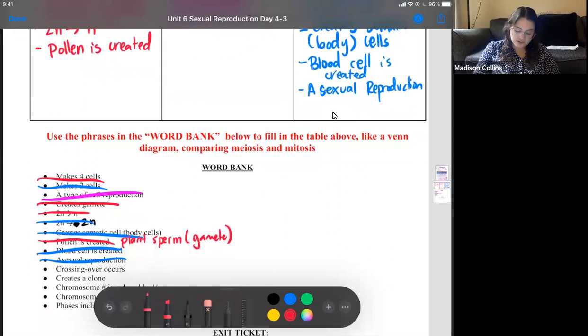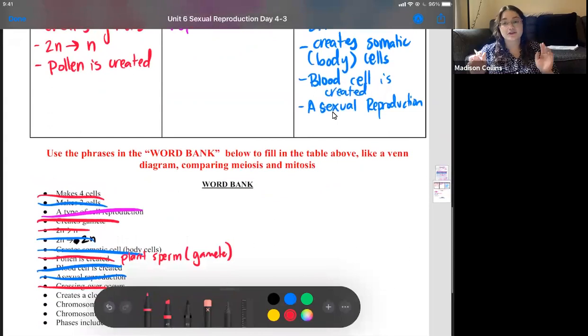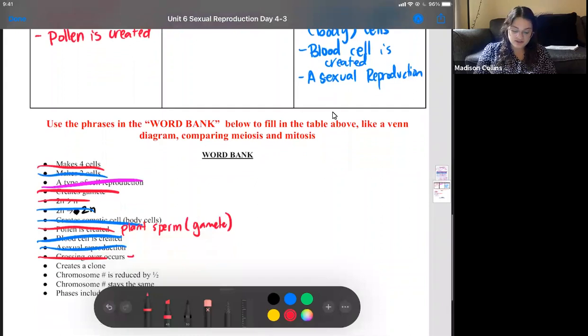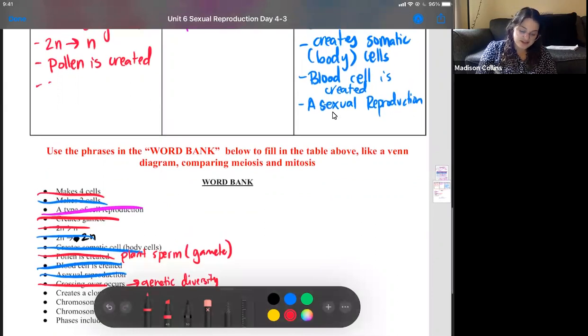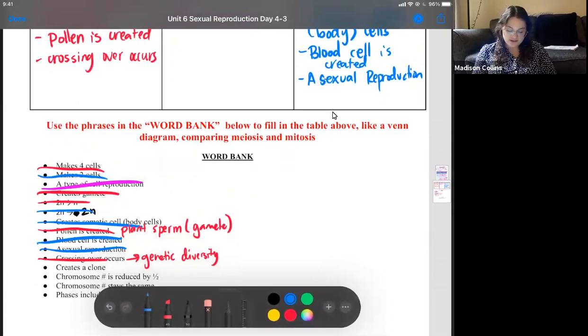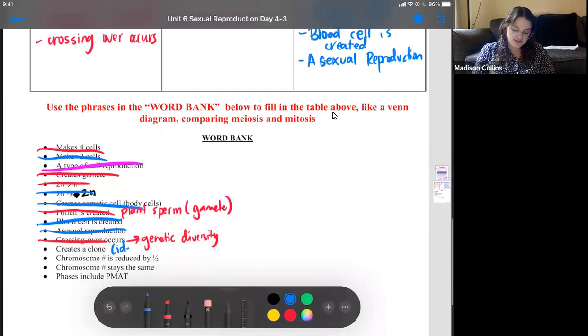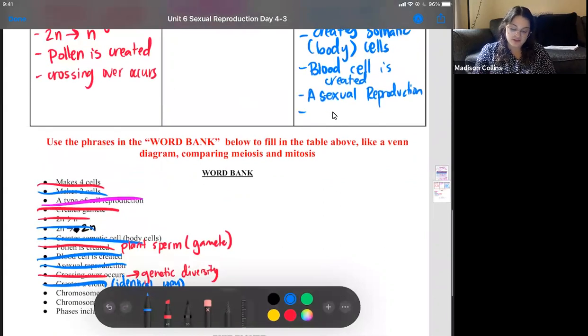Okay, crossing over occurs. Remember, this is that process that occurs in meiosis where homologous chromosomes line up next to each other and switch over genes to increase genetic diversity. Okay, because we're increasing genetic diversity, this occurs during meiosis. All right, just a few more. Creates a clone. A clone is an example of an identical copy, which means this is an example of mitosis.